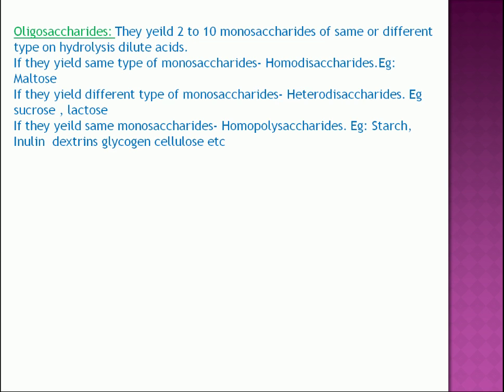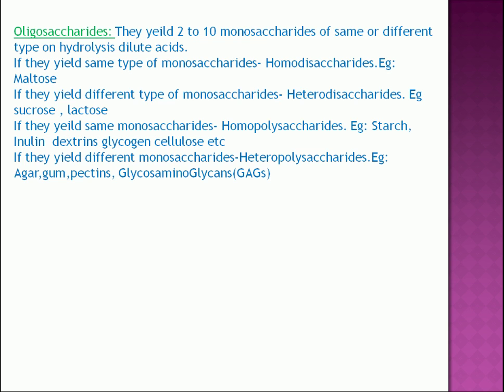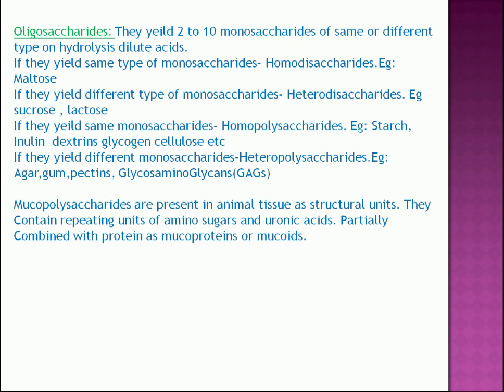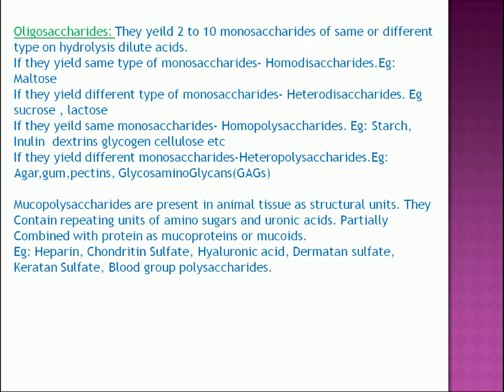Example: starch, inulin, dextrins, glycogen, cellulose, etc. If they yield different monosaccharides, they are known as heteropolysaccharides. Example: agar, gum, pectins, glycosaminoglycans or mucopolysaccharides. Mucopolysaccharides are present in animal tissue as structural units. They contain repeating units of amino sugars and uronic acids. They are partially combined with proteins as mucoproteins or mucoids. Example: heparin, chondroitin sulfate, hyaluronic acid, dermatan sulfate, keratan sulfate, blood group polysaccharides.